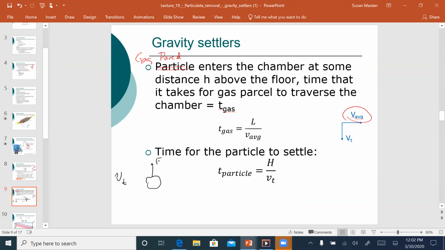And just remembering this terminal settling velocity, if we have a particle and it is settling, we have a drag force and we have the force due to gravity, and where acceleration is equal to 0, that is our terminal settling velocity. So this gives us, again, the time. We're thinking of it as the time that it takes for that particle to settle.